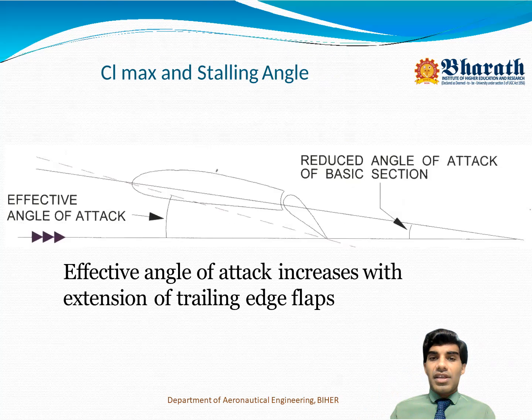Then this is the CL max, coefficient min max, and stalling angle. So what will happen if we use the effective angle of attack, which you can see in the figure which is generated over here? This will affect the reduction of angle of attack on basic sections, because we know that if we keep on increasing angle of attack, stalling can happen. So if we use these flaps, it can reduce the angle of attack.